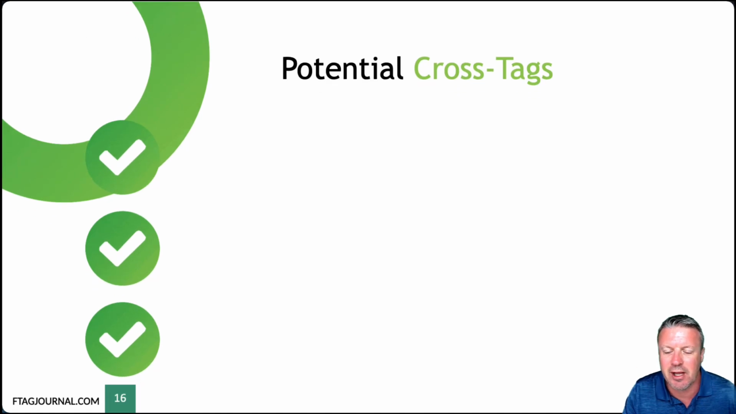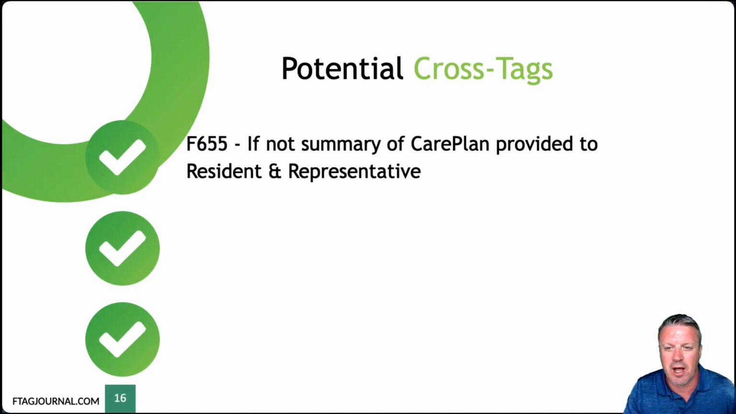Potential cross tags: F655, if not, summary of care plan provided to resident and resident representative. If you don't provide that, especially the baseline care plan, which needs to be done in the early stages, I forget the exact number of days, it might be 48 hours or something like that, if you don't provide the resident representative a copy of it, then you can get cited F655.